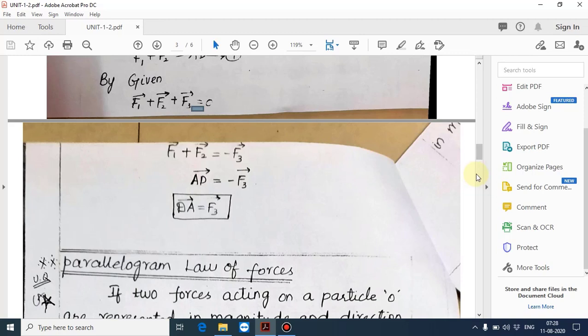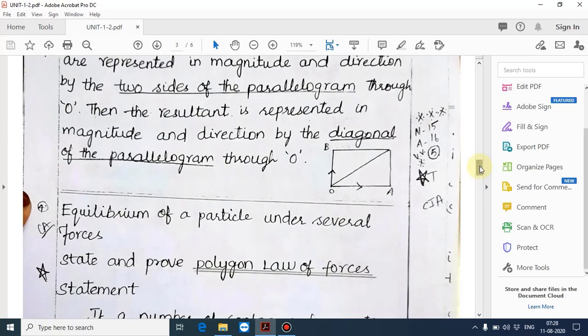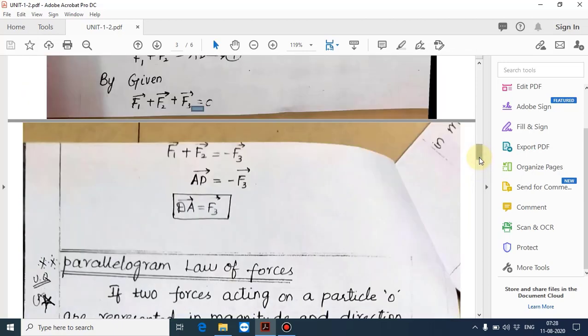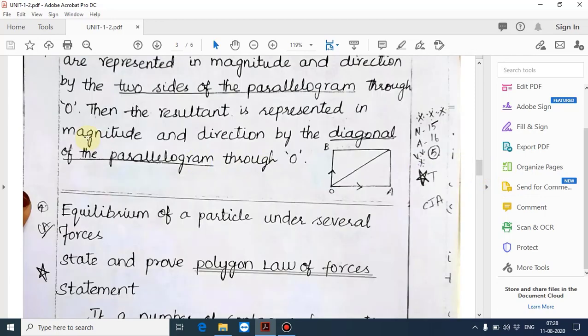Next, the theorem: parallelogram law of forces. First, we see the definition. If two forces acting on a particle O are represented in magnitude and direction by the two sides of a parallelogram through O, then the resultant is represented in magnitude and direction by the diagonal of the parallelogram through O. You see this diagram and the definition for this one.